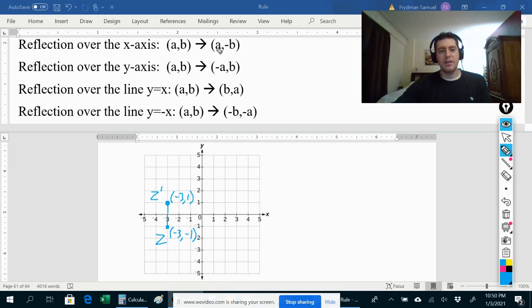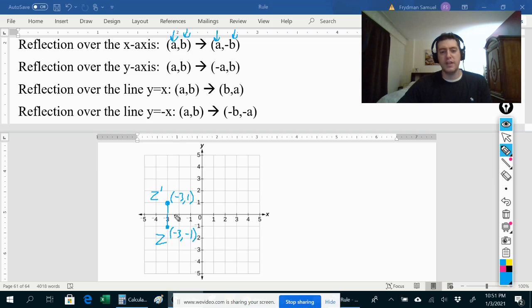This doesn't mean that the x-coordinate must be positive. Here you can see that the x-coordinate in both cases was negative. This just means that whatever the x-coordinate was, it's going to stay the same. And going from b to negative b, or b to the opposite of b, just means that we're multiplying the original y-coordinate by negative 1. So if my original y-coordinate was negative 1, then I multiply negative 1 by negative 1 and I get positive 1. So this is the opposite of this.